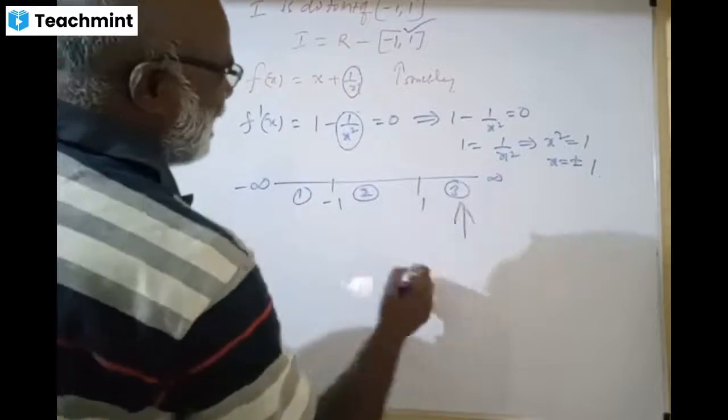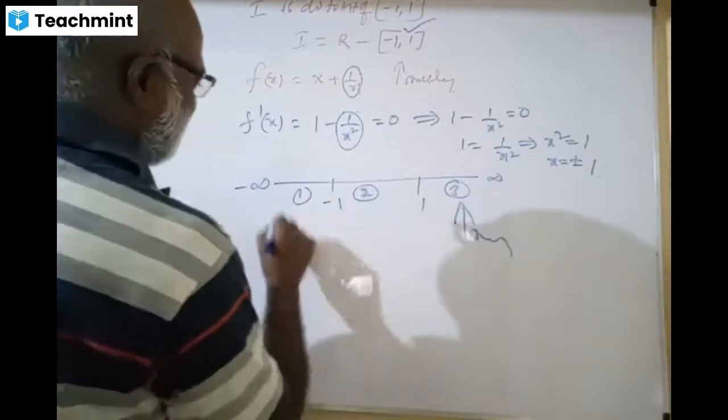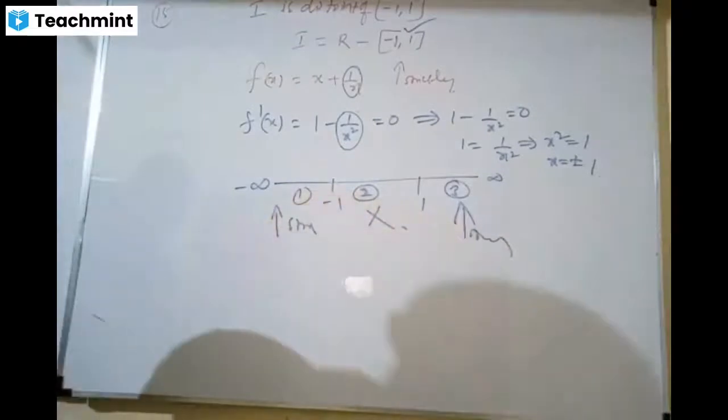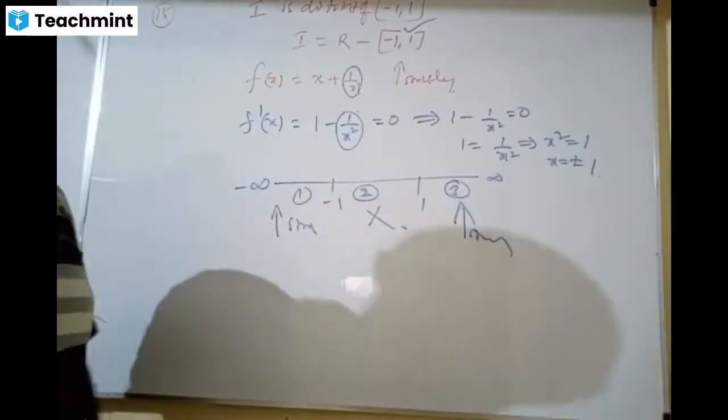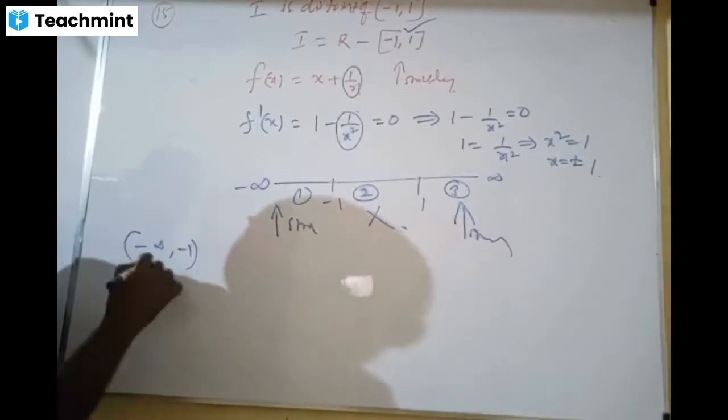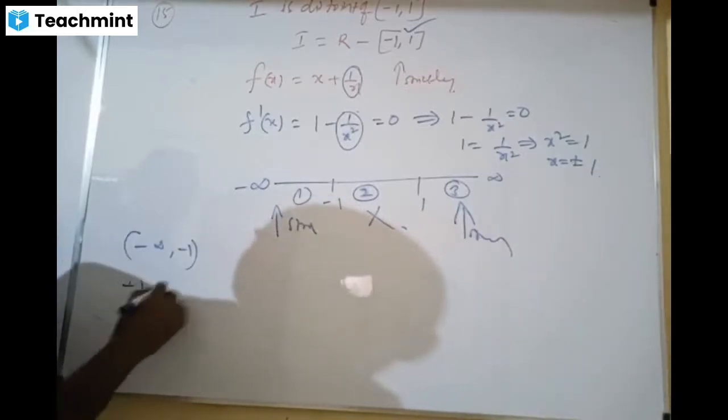It's increasing here strictly. It is increasing here strictly. But here it is not so. That is the reason. Okay? Clear? You take -infinity to -1. You know this method, right?